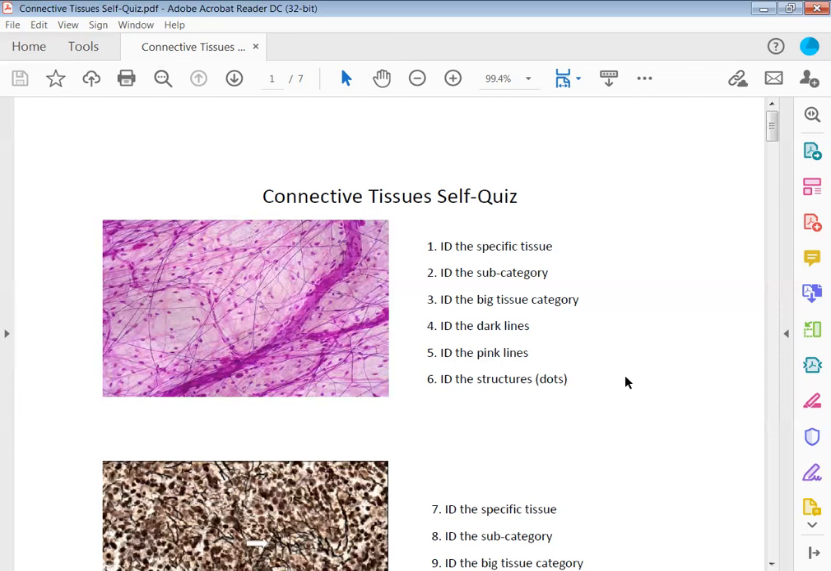Remember, fibroblasts are specialized nuclei that produce fibers. So anytime you have some of these tissues and you have fibers in them, then you're not going to call the nucleus a nucleus, you're going to call it a fibroblast. And that's the answer for number 6, fibroblast.